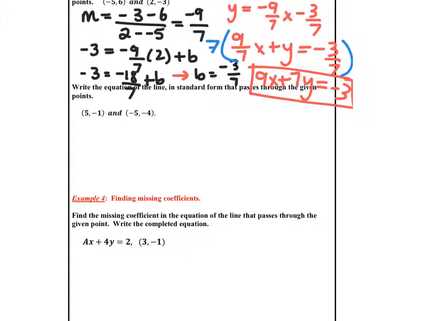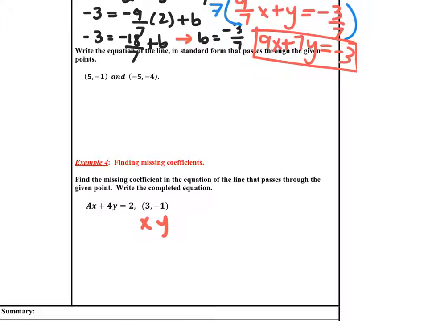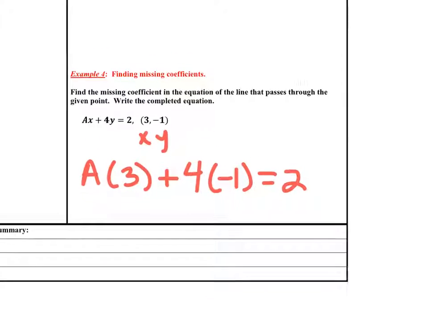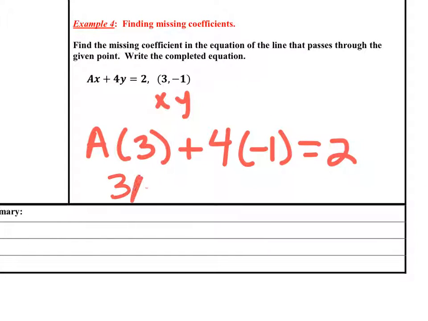We are told that we have the point 3, negative 1, that's x and y. You have an equation, you're solving for a. So where it says x and y, put your point. A times 3 plus 4 times y, which is negative 1, is equal to 2. You need to solve for a. So we're going to simplify that. 3a minus 4 is equal to 2. Solve and you get 2.